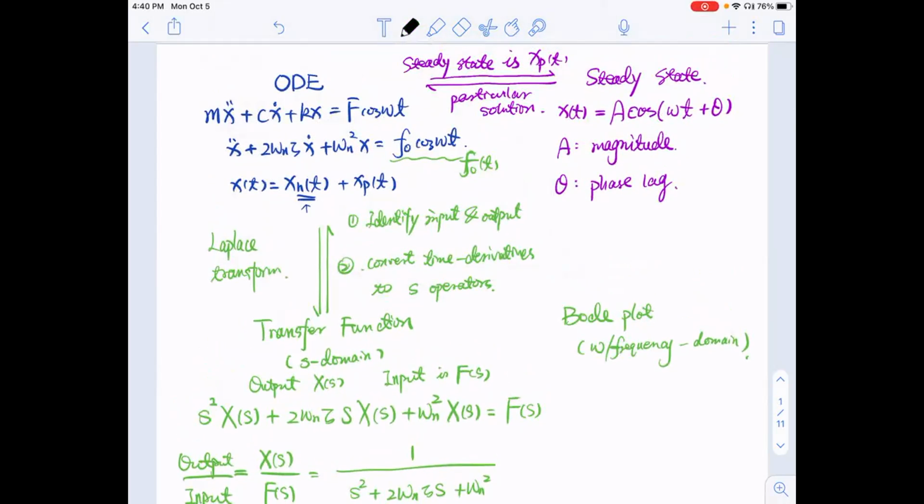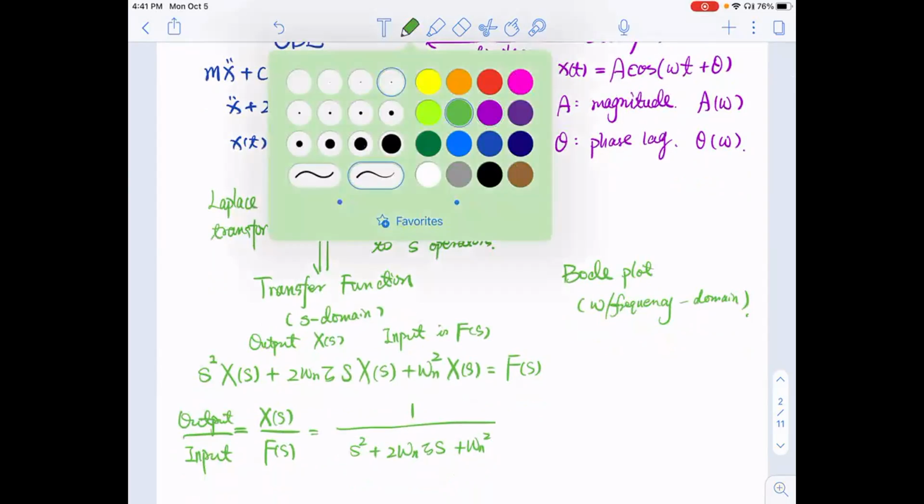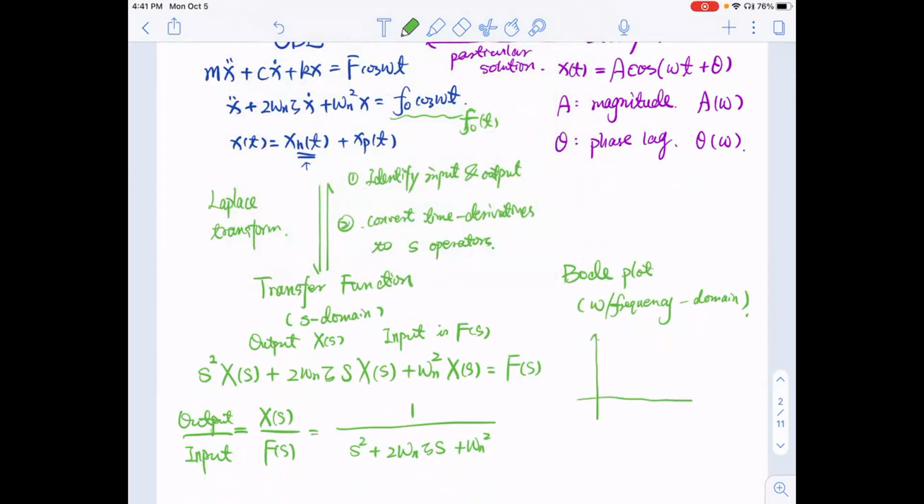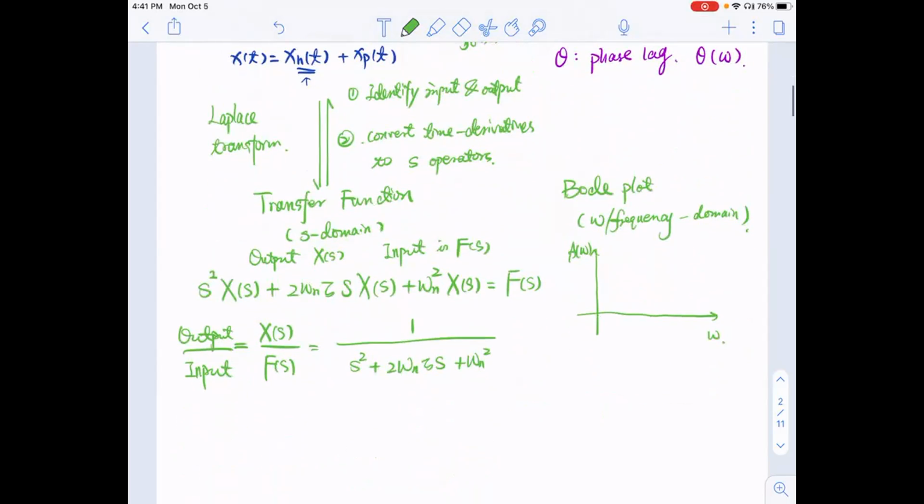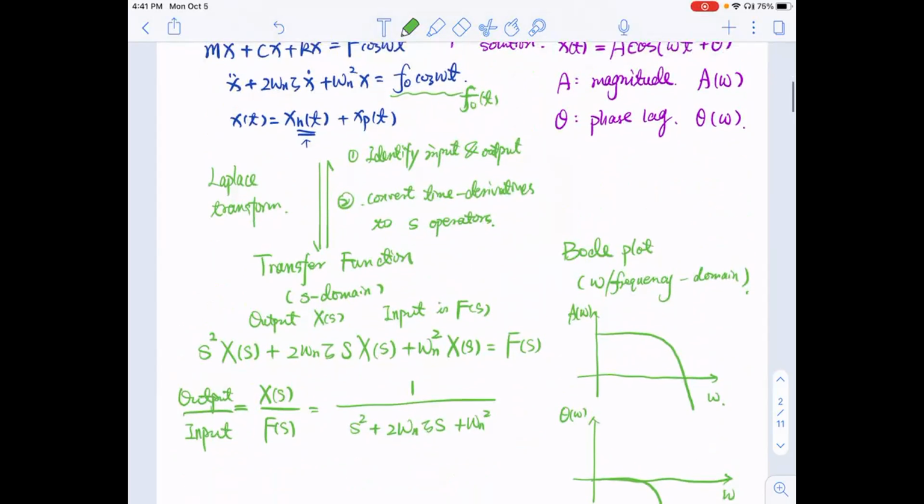So let's focus on our steady state. If you look closely, you can actually see that the magnitude A is a function of omega. Your phase lag is also a function of omega. So that means the steady state amplitude and steady state phase lag depend on the driving frequency. So if we want, you can actually plot these two responses. As a function of omega, that's your amplitude A(omega). And then here's the function for your phase lag. So the phase lag would be something like this. And then your magnitude would be something like this. All right. So that's your Bode plot.